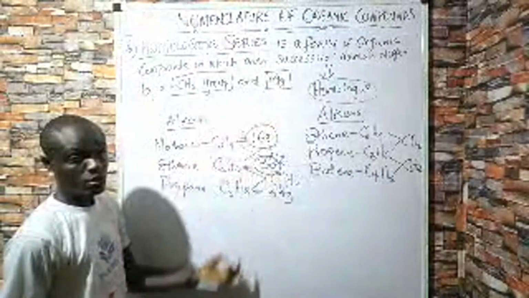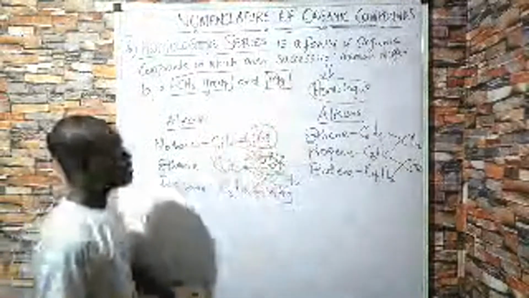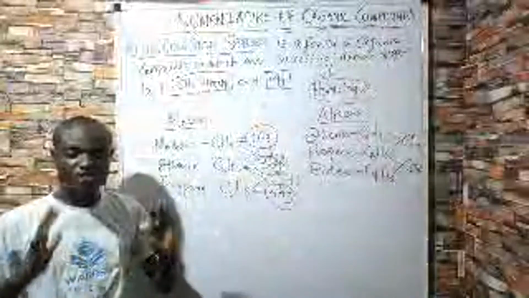When you calculate the molar mass, you end up getting this one. So now, 30 minus 16 will give us 14. Also, 44 minus 30 will also give us 14. So now, a homologous series is just a family.